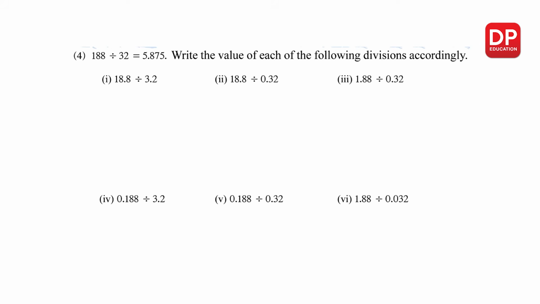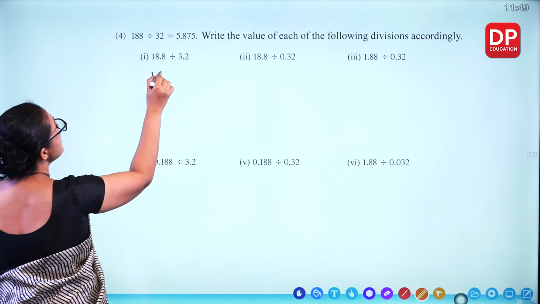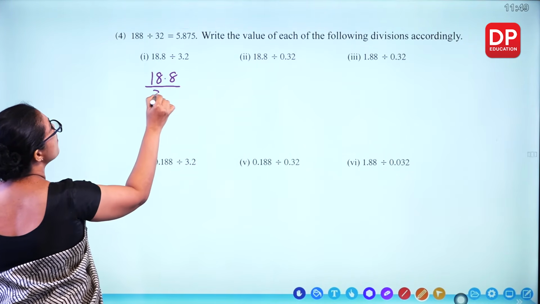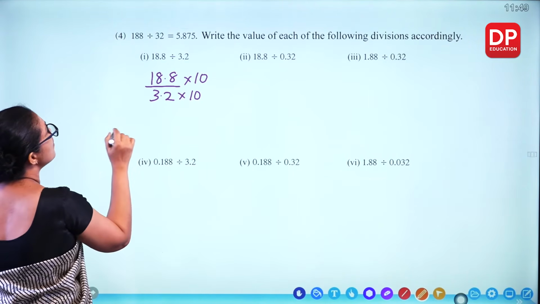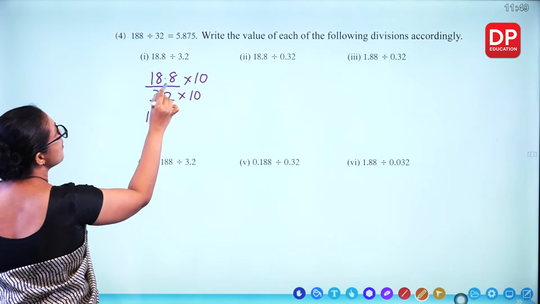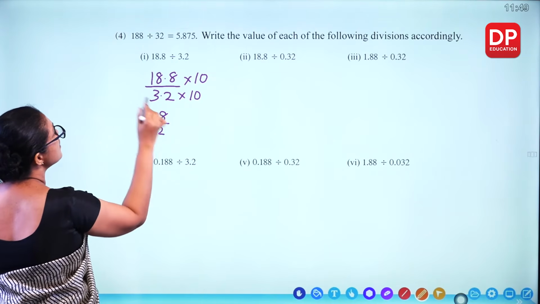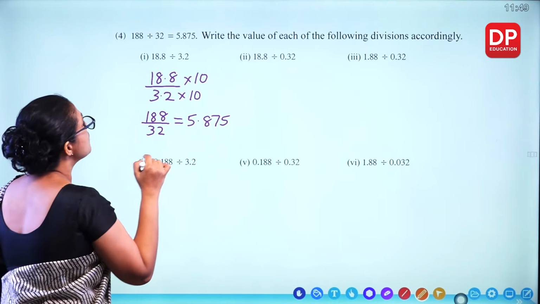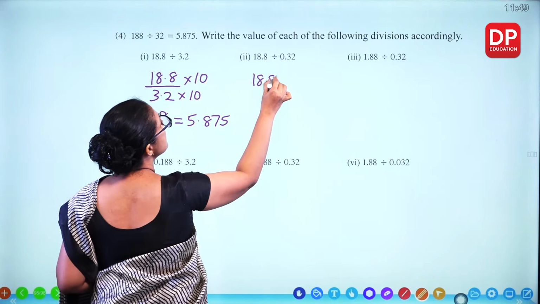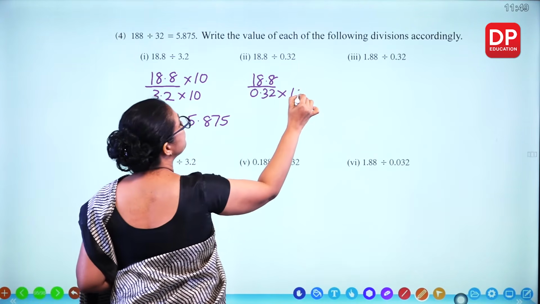So you have given 188 divided by 32 is 5.875. Write the value of each of the following divisions accordingly. 18.8 divided by 3.2. I can multiply this by 10 and write down 18.8 multiplied by 10 is 188 divided by 32. So same thing, you get 5.875. This one, 18.8 divided by 0.32 multiplied by 100.